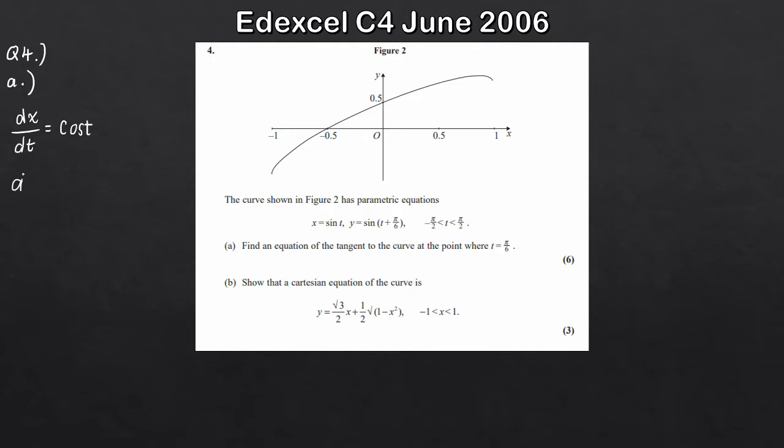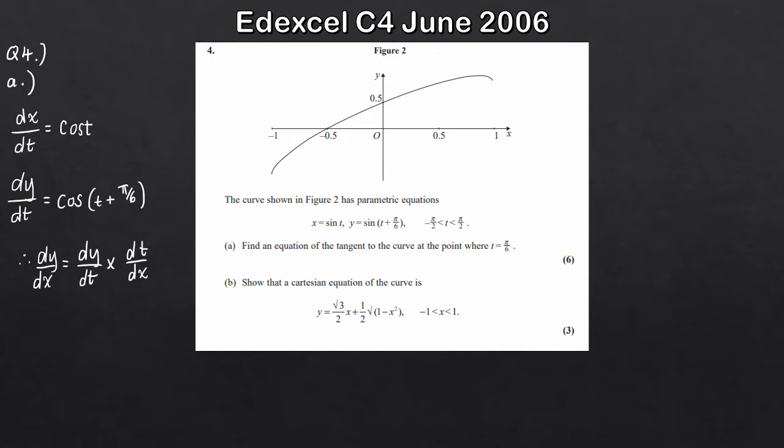Let's work out the derivative of y now with respect to t. In that case, that will also just be cos again. The derivative of the inside of this bracket would just be 1, so it's just cos of t plus pi over 6. Okay, so nothing too difficult there. And then remember, to get dy by dx, we just do dy by dt times dt by dx.